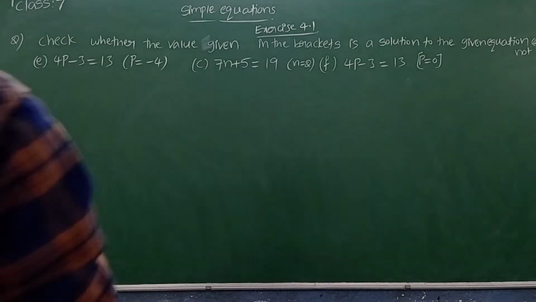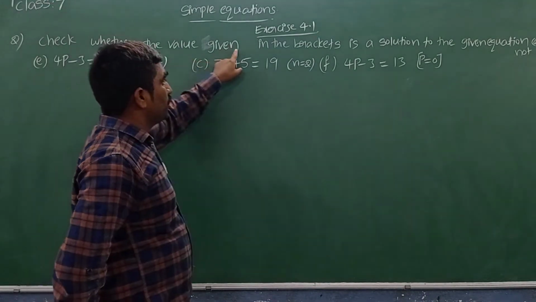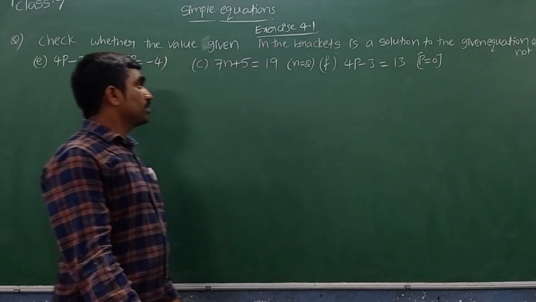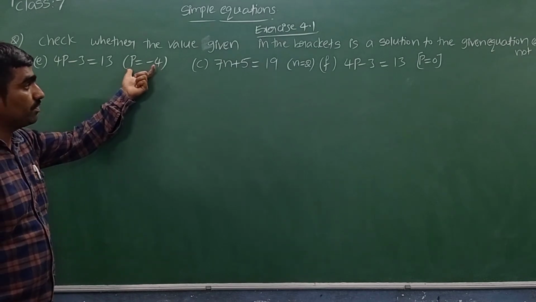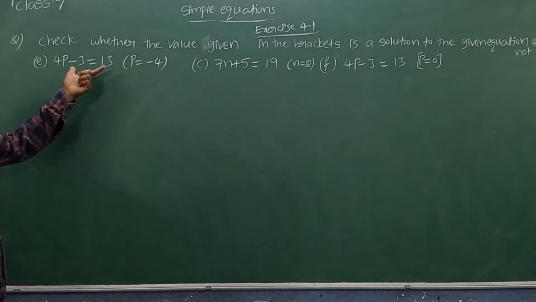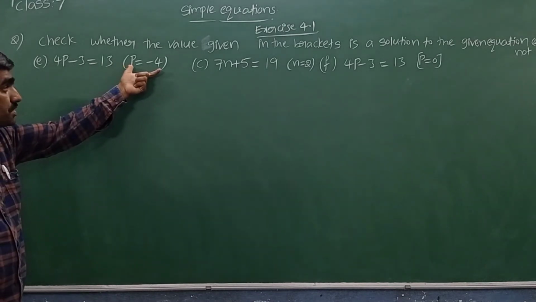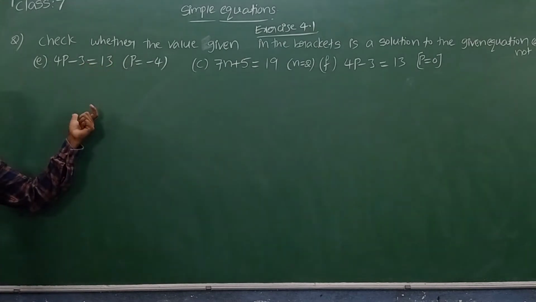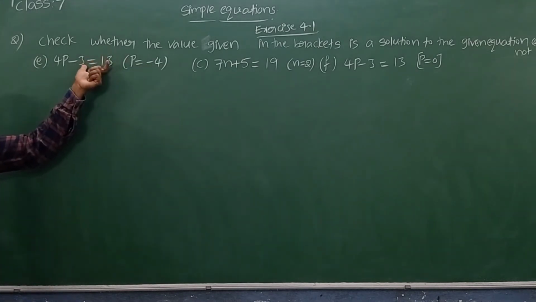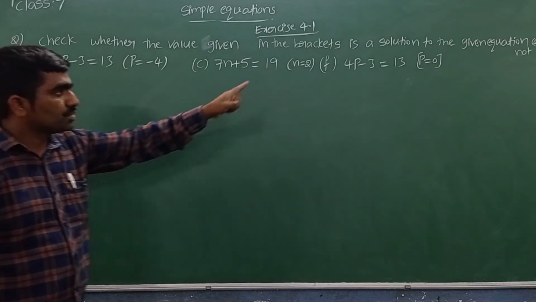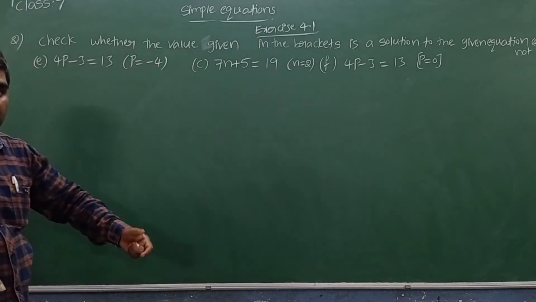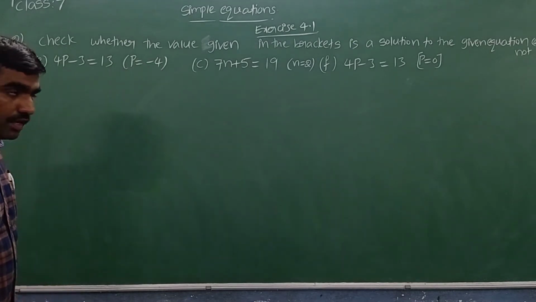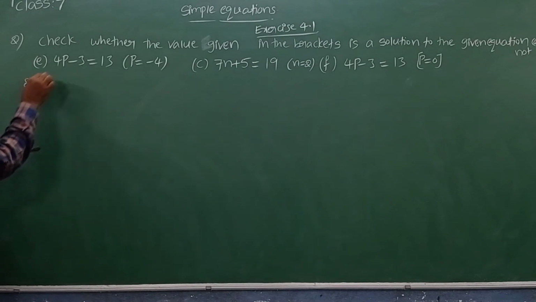Yes, now we'll see the second bit. They are asking to check whether the value given in the brackets is a solution to the given equation or not. Whatever values they gave in brackets, verify whether these values are solutions of the given equation. The value of the variable which satisfies the equation is called the solution of the equation. The word satisfies means both the LHS part and RHS part should be equal. Let's go for this one.